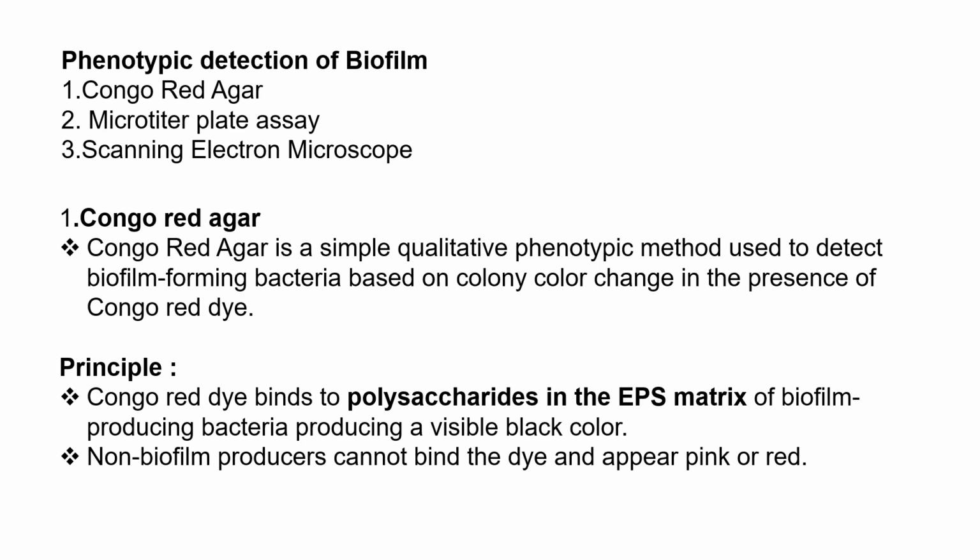Congo red agar is a simple qualitative phenotypic method used to detect biofilm forming bacteria based on colony color change in the presence of Congo red dye. Its principle is that Congo red dye binds to polysaccharides in the EPS matrix of the biofilm producing bacteria, producing a visible black color. Non-biofilm producers cannot bind the dye and appear as pink or red color.